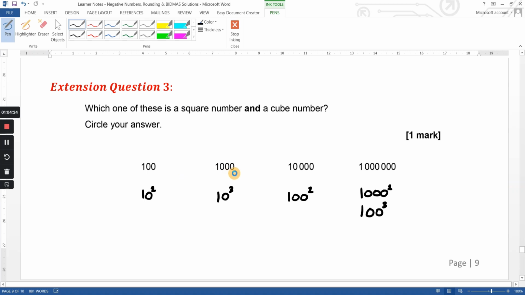Let me just double check. Yeah, definitely that one. Yeah, that's the only one that's a square number and a cube number. So you can test it out. That's going to be 1,000 times 1,000. Just count the number of zeros. Same for this as well. 100 times 100 times 100. You're going to get the same number of zeros, aren't you? So yeah, definitely that one for 1 mark.